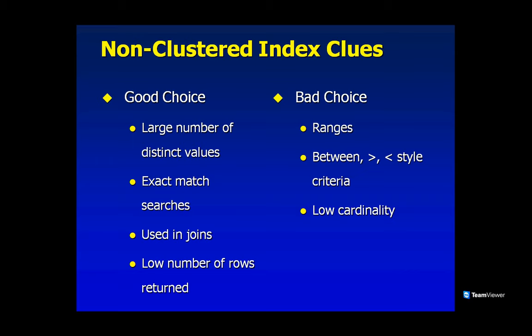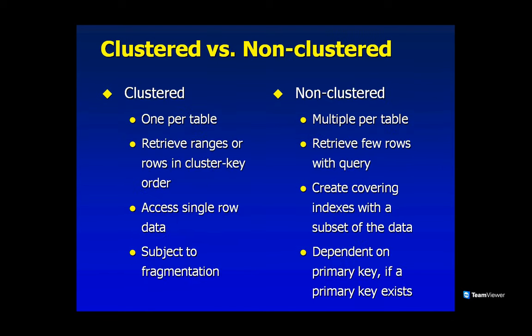The thing is that there is only one clustered index per table, and you can have multiple non-clustered indexes per table. If you want to get ranges of data, you go for clustered. If you want to retrieve only a few rows or exact matches, you can go in for the non-clustered. To access single-row data, create a covering index with a subset of the data. I'm going to talk about covering indexes also, which is very, very important for us to discuss.